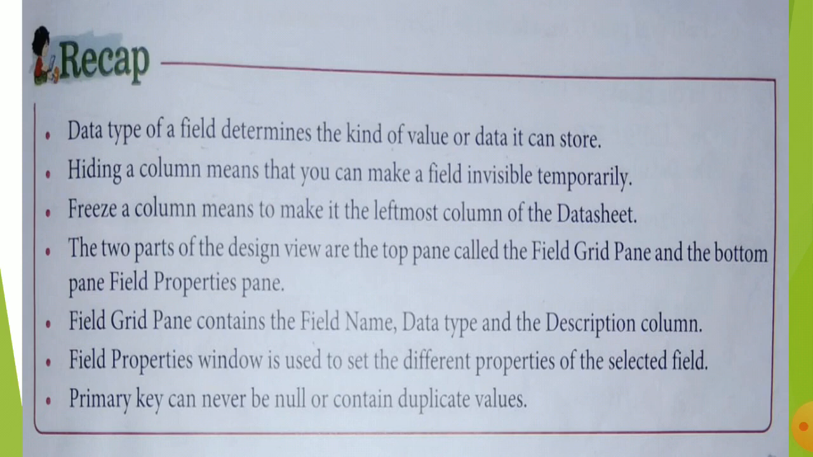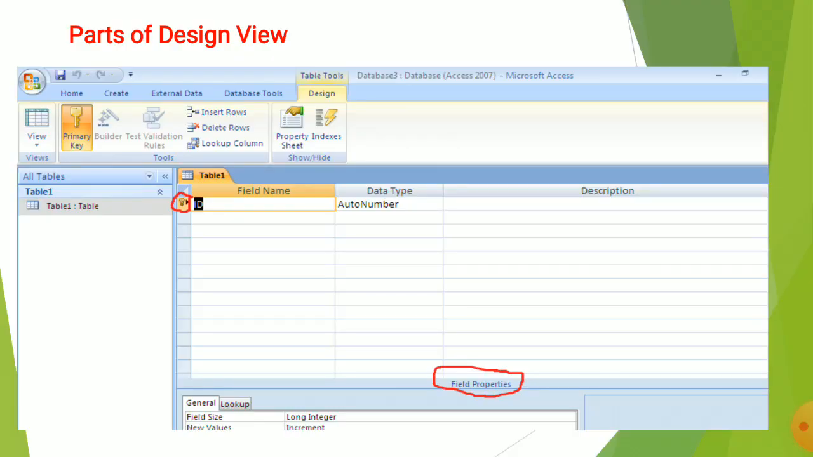The two parts of design view are the top pane called the field grid pane and the bottom pane called the field properties pane. Let me show the diagram. You can see, students, the parts of design view. In the upper part, you can see field name, data type and description. This is the part of the field grid pane. You can write the field name like roll number, name, address. Data type you can select according to your requirement: text, number, auto number, date and time, currency, etc. In description you can write something about it.